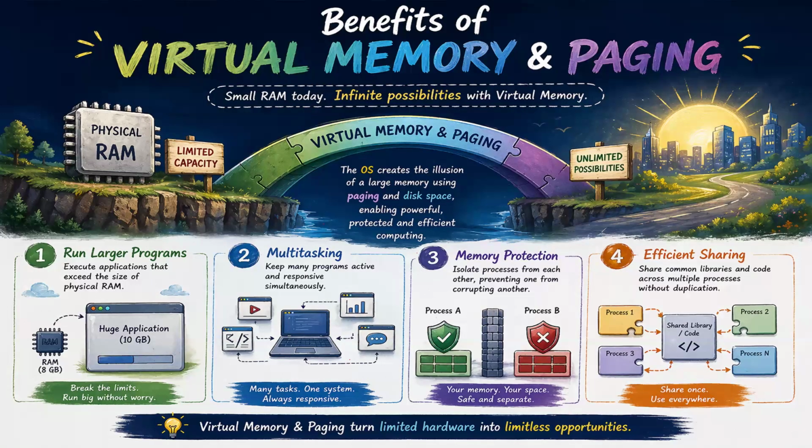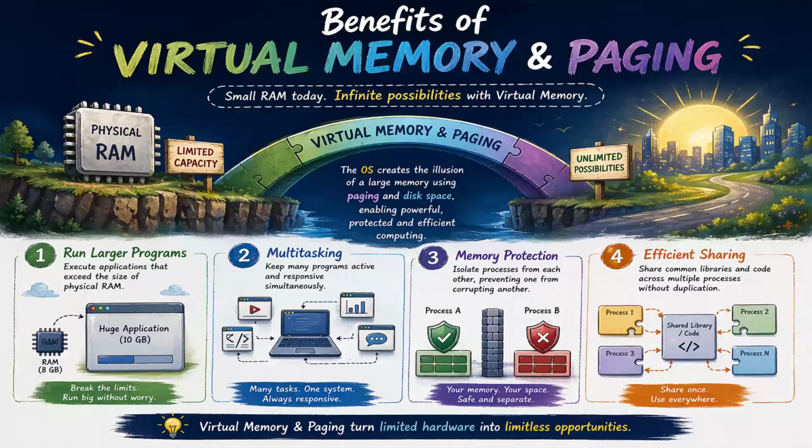Second is multitasking. Now think about how many applications you run at once: browser tabs, editors, media, background services. Virtual memory makes this possible. It allows multiple programs to stay active simultaneously. Each program gets its own virtual address space. Even if RAM is limited, the system dynamically loads and unloads the pages and keeps everything responsive. So you can switch between tasks smoothly without choosing or closing one to open another.